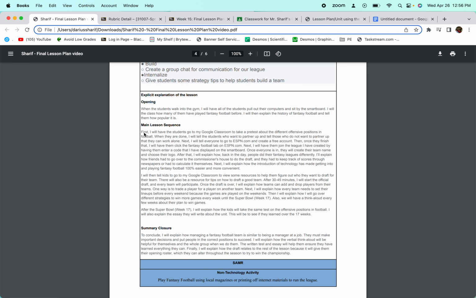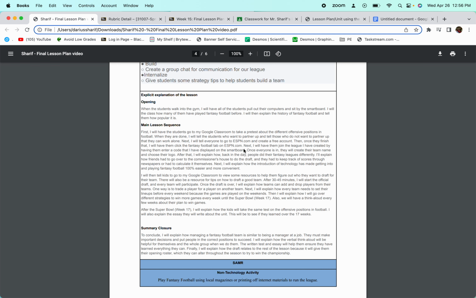So for the main lesson sequence, I talk about how I will teach the lesson basically. So I'll have the Google Slides up on the board, and I'll like teach everybody how to play fantasy football. And then I'll have the kids join the league, stuff like that.